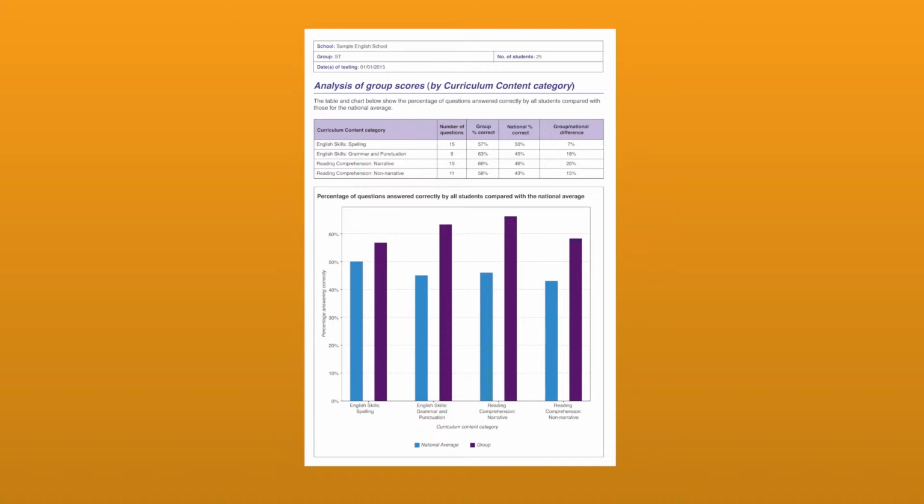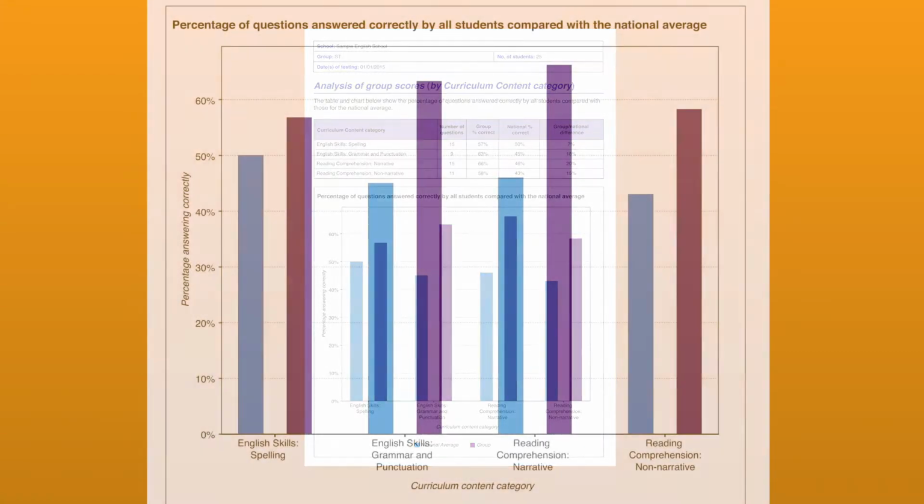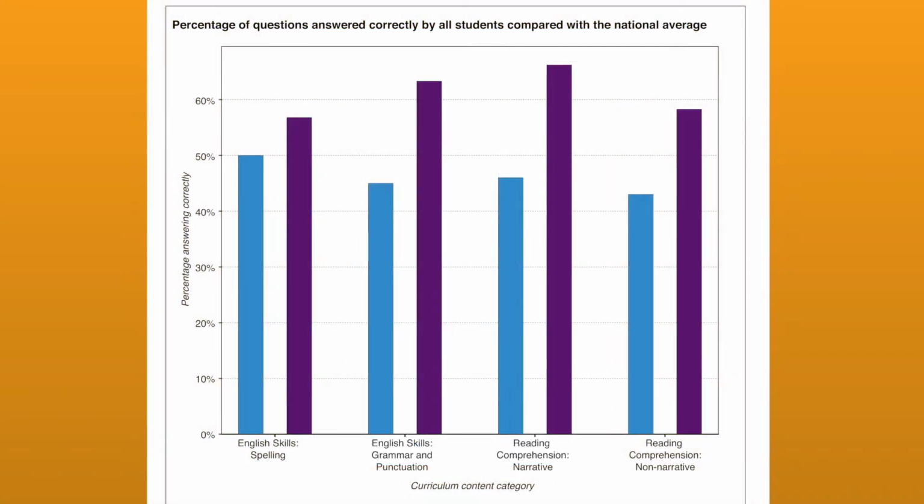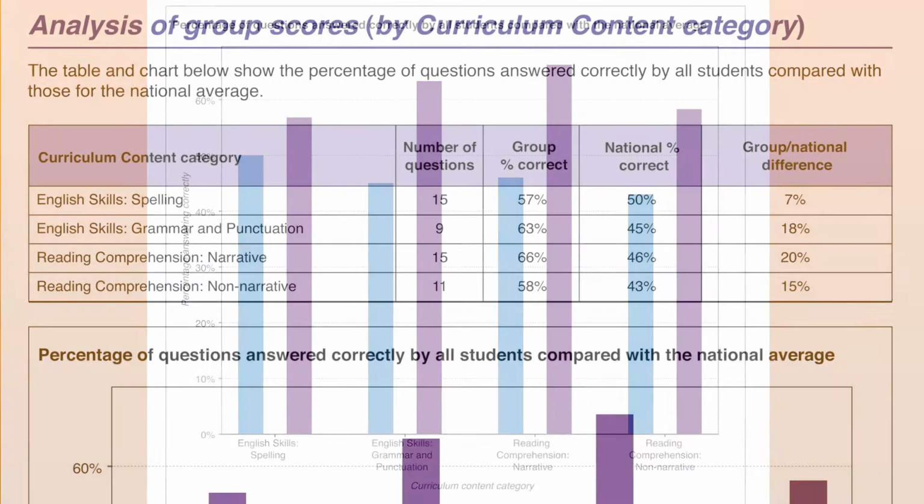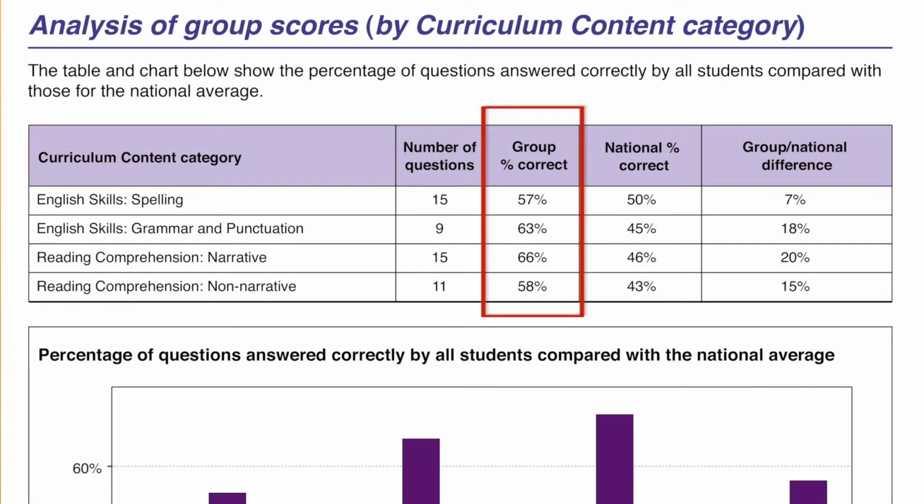There are two in Progress Test in English. The blue bar shows the national average for spelling, grammar and punctuation, reading comprehension narrative, and reading comprehension non-narrative. The purple bar shows the performance of the group in question. The table accompanies the bar chart, where you can also see the percentage correct.